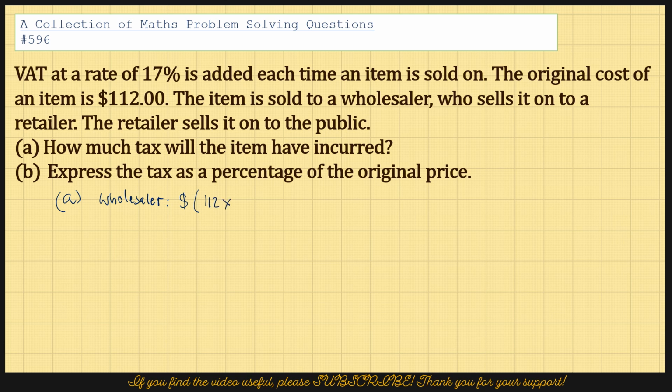multiplied by, so 17% means the price is increased by 17%, so it would be 100 plus 17, which is 117. As a decimal it would be divided by 100, so that would make it 1.17. So I'm going to multiply it with 1.17. So the wholesaler would pay 112 times 1.17.